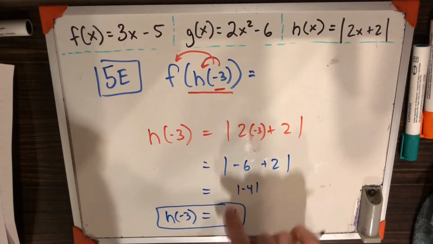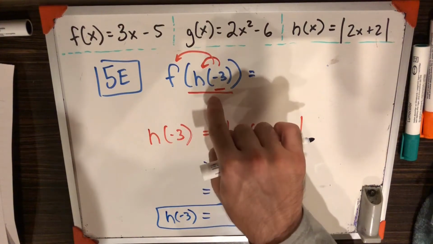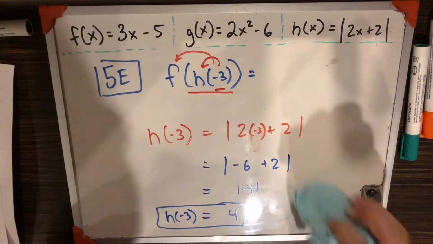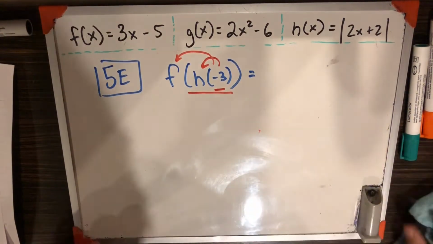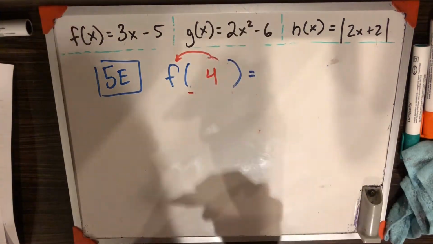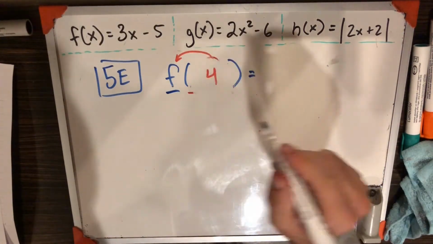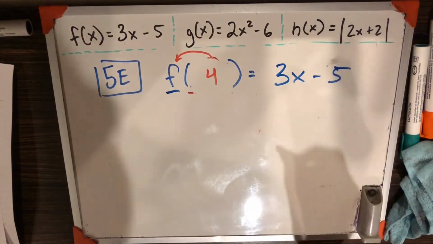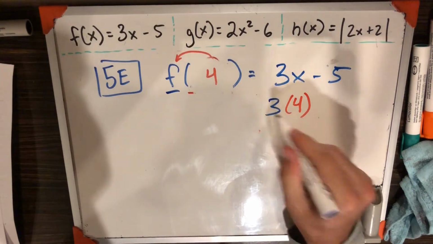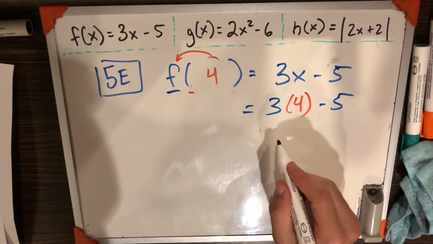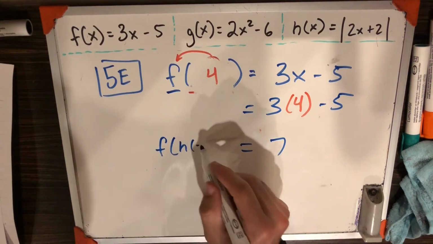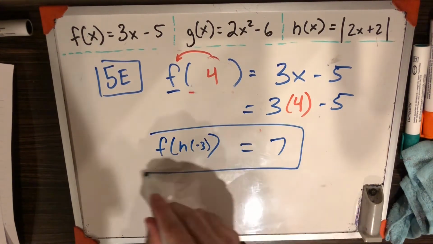Okay, I'm going to take 4. I know the result of this is 4. I'm going to plug it back in for f. Again, if you want, you can replace this with just the standard 4, since I know what h of negative 3 is. Okay, let's write down what f is. f is 3x minus 5. I know I'm going to replace x with 4, since that's what h of negative 3 is. Okay, 3 times 4 ends up being 12. 12 minus 5 ends up being 7. So f of h of negative 3 is equal to 7.